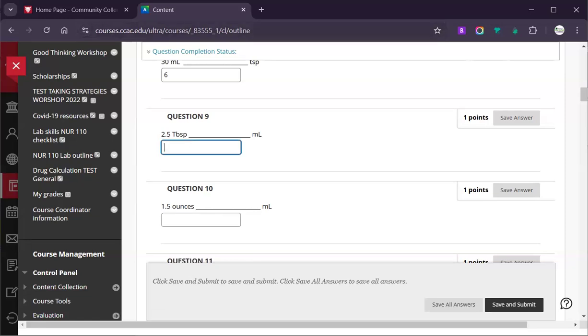All right. Then 2.5 tablespoons to milliliters. 1 tablespoon is 15 milliliters. So I'm just going to take 2.5 times 15. And that gives me 37.5 milliliters. So we'll just leave it at that. Again, we don't need to round that up.